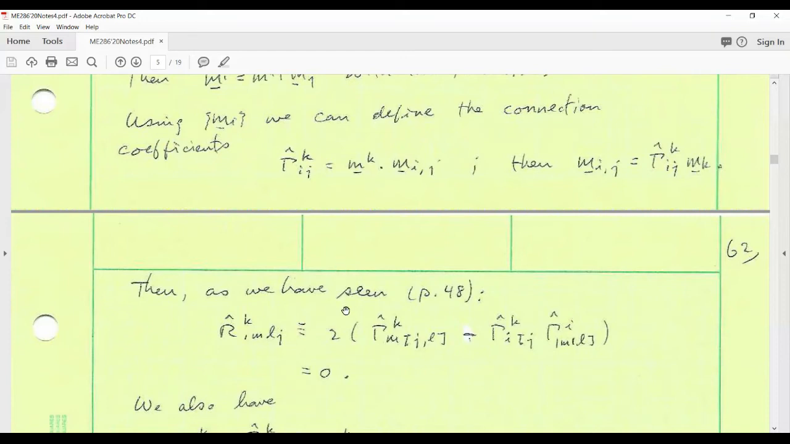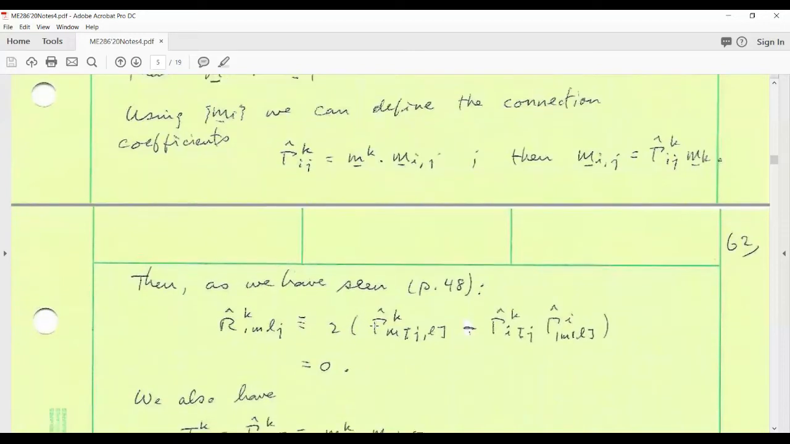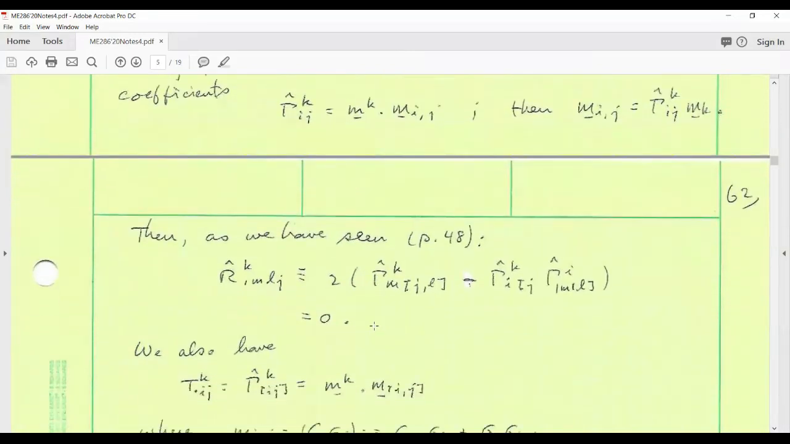And we've seen that without making any use of the idea that these vectors were the derivatives of a position field. Whenever the connection is of this form, the Riemann tensor associated with that connection is 0. So this manifold we're constructing is flat. It has 0 Riemann tensor.